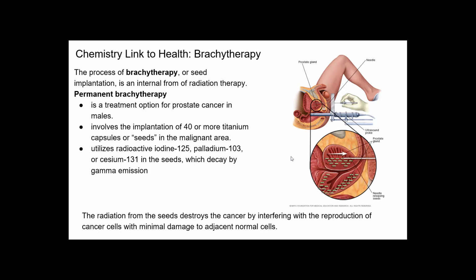It utilizes radioactive iodine-123, palladium-103, or cesium-131 in the seed, and as they decay, they give off gamma radiation. The radiation will kill the cancer by interfering with the reproduction of cancer cells with minimal damage to the adjacent normal cells. Now, it doesn't talk about the half-life, and I believe it did in the reading, but I cannot tell you right now. I did read this: they stay permanently, but they do not affect the body after so long. So they are purposely placed.